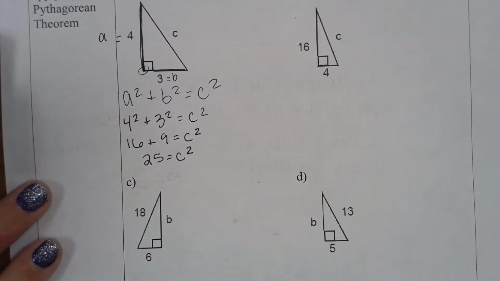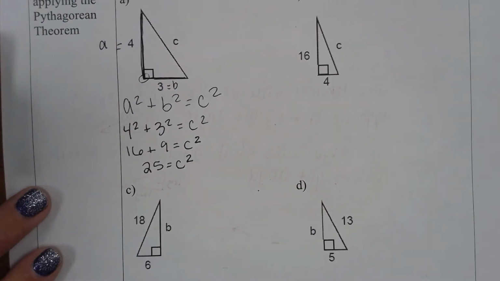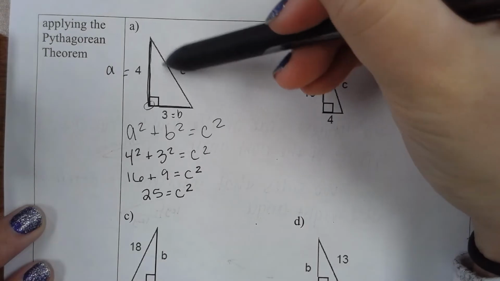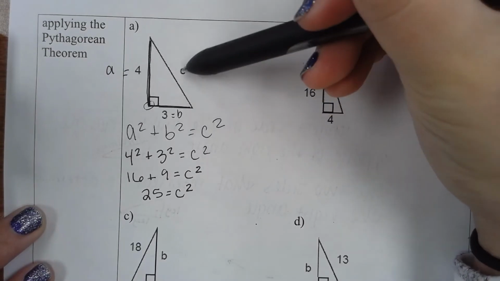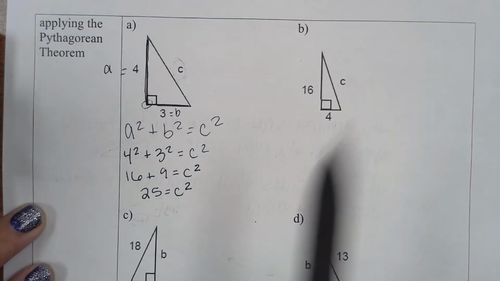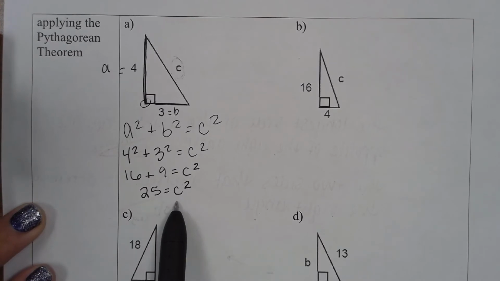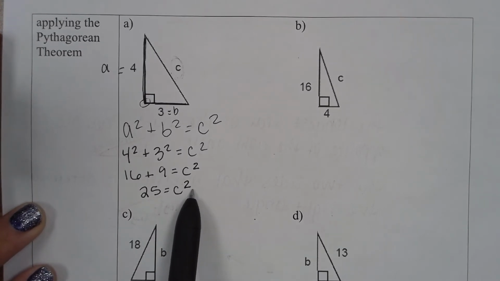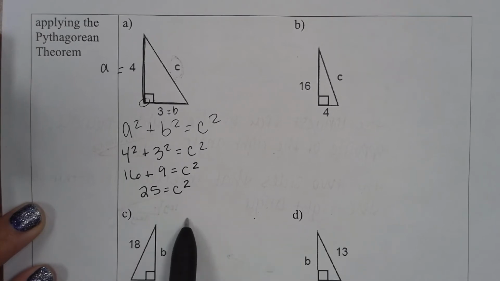Now, what are we trying to solve? We are trying to solve for the hypotenuse. We are trying to solve for C. And notice how we have 25 equals C squared. We need to get rid of that squared so that we could have C equals a number. So, what is the opposite of squaring a number?